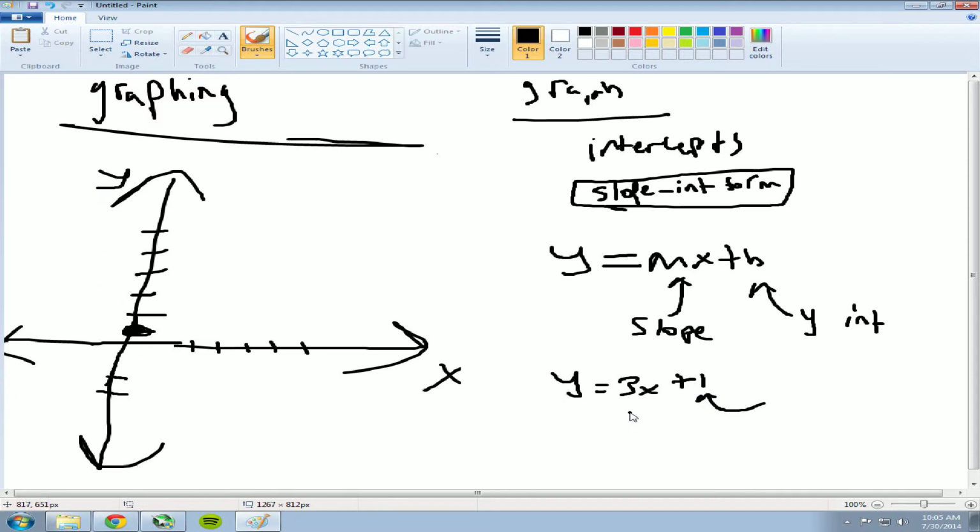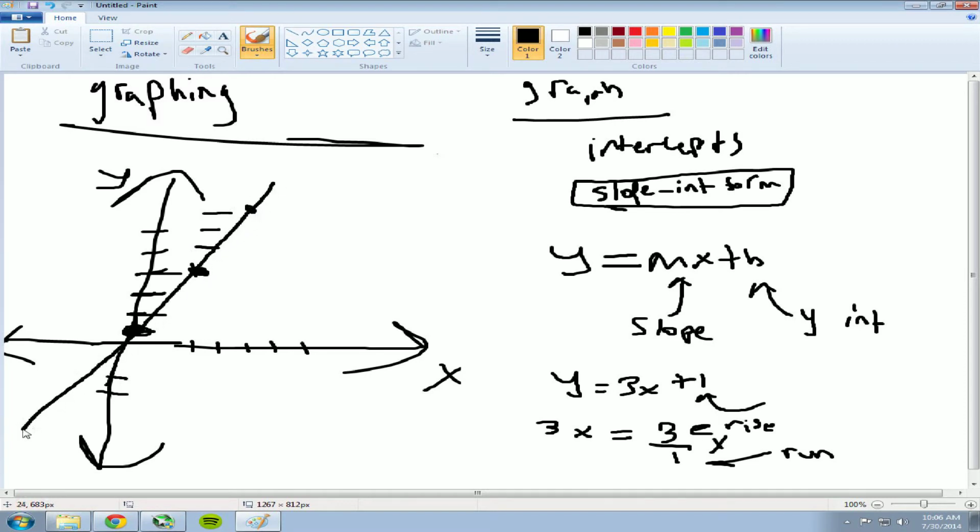Now this is the slope. And the slope is rise over run. So what that means is 3x is equal to 3 over 1 times x, which makes sense because everything's over 1. So this is rise over run. So you rise 3 and you run 1. So rise 3, 1, 2, 3, go over 1. Rise 3, 1, 2, 3, go over 1. So if you graph this, it looks something like that, which is basically the same graph we got for intercepts.